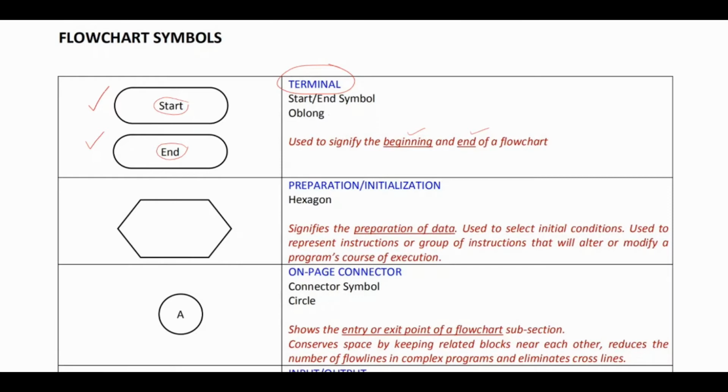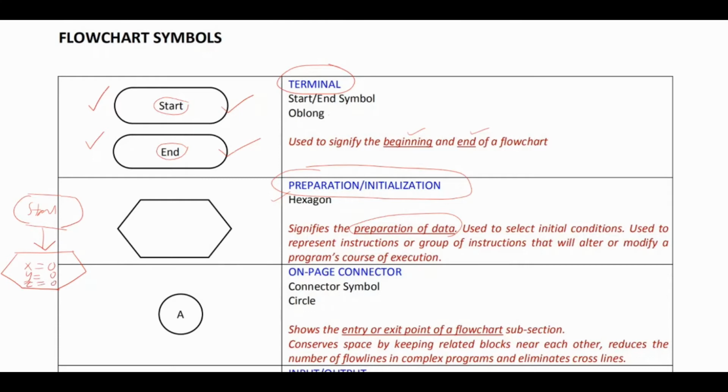Every time you start a flowchart, you always start with that symbol, and when you end the flowchart, you always have this symbol. The next is the preparation or initialization. The shape is a hexagon. It signifies the preparation of data. So you're going to initialize here. For example, you would say Start, and then the next is initialization. Maybe you would say here x = 0, y = 0, and z = 0.